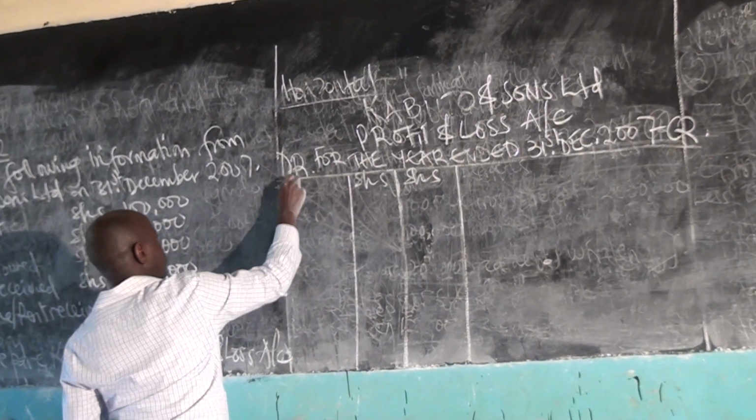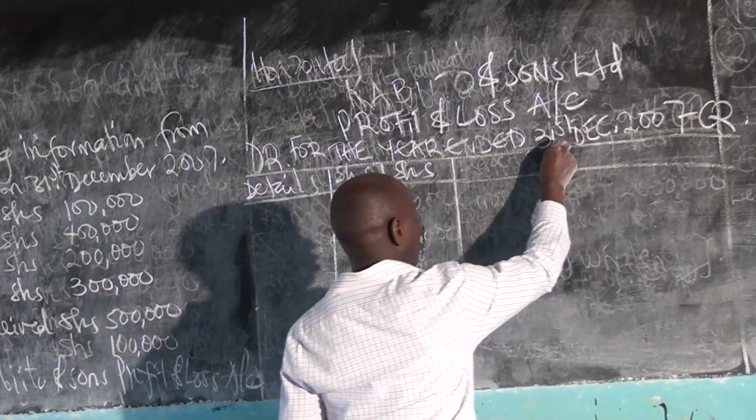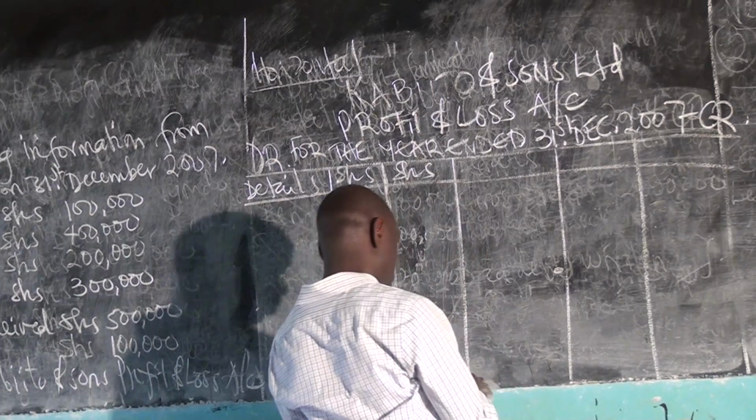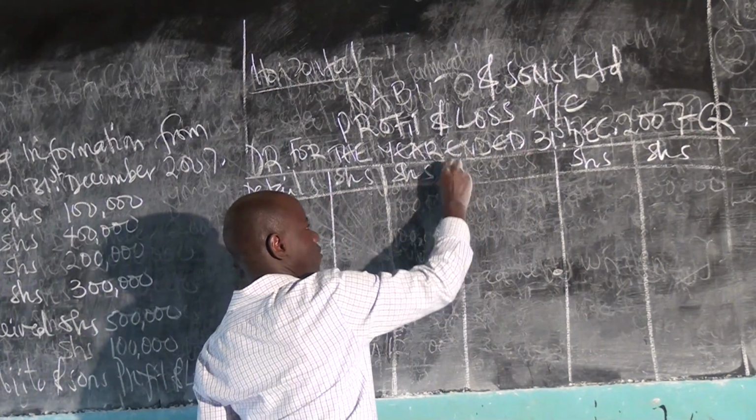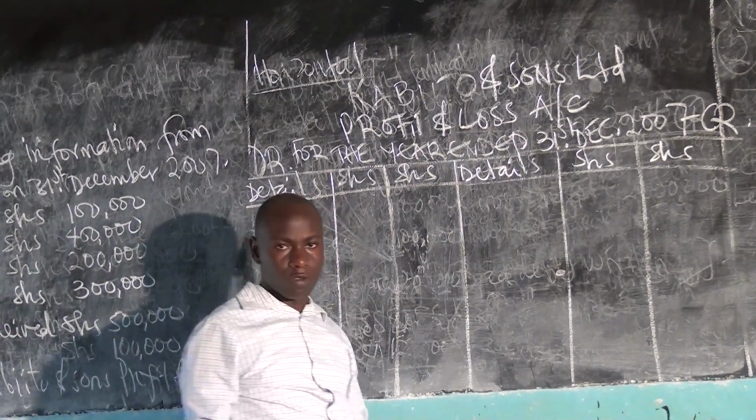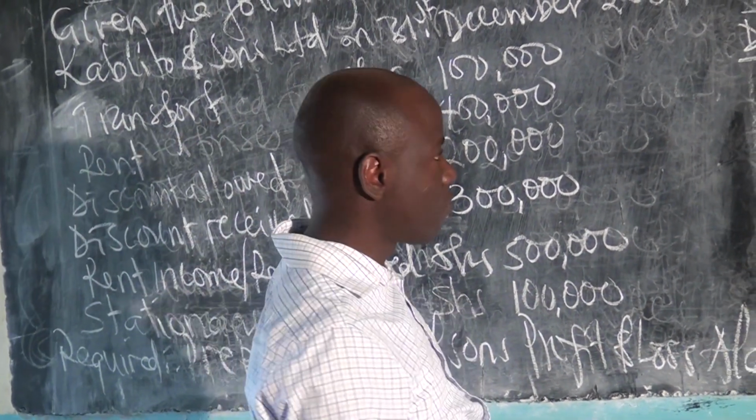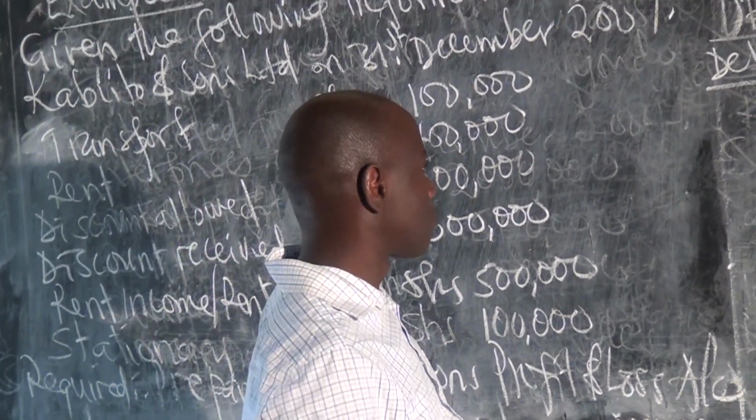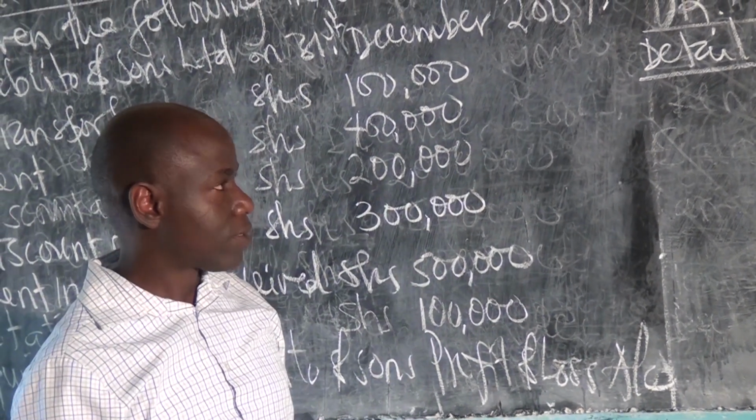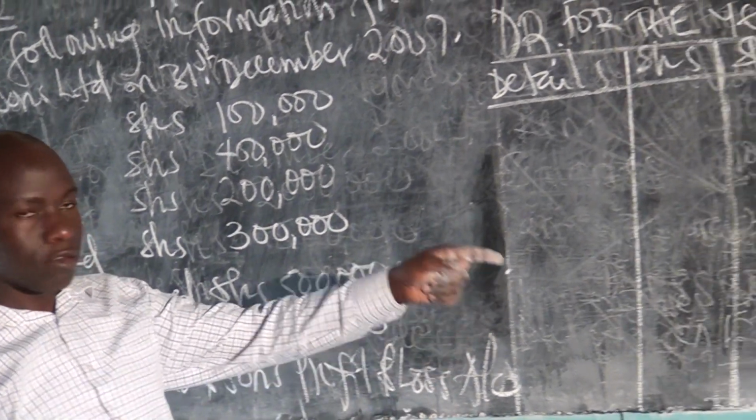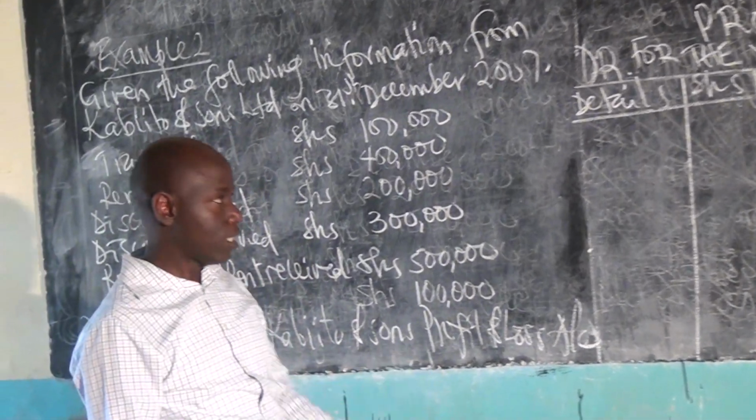Shillings. Here we have details. Shillings are very important. Never forget to write the units, more so in those columns where we are supposed to write the money, the amounts involved in a particular transaction. This is our profit and loss account for Capital and Sons. We have the two sides, the debit side and the credit side. Debit side, I've already told you, is for expenses. Credit side is for incomes.